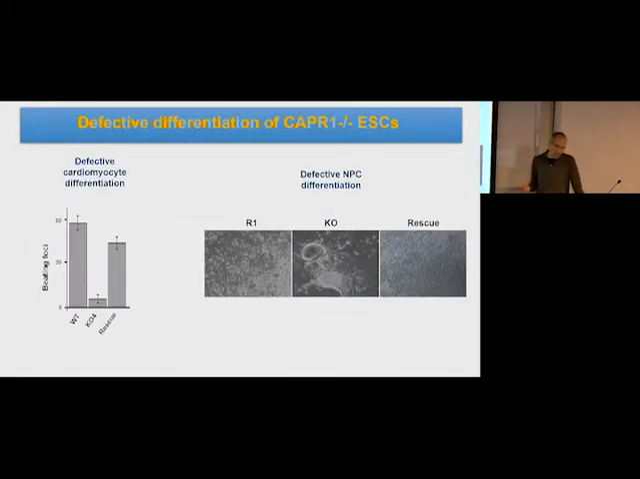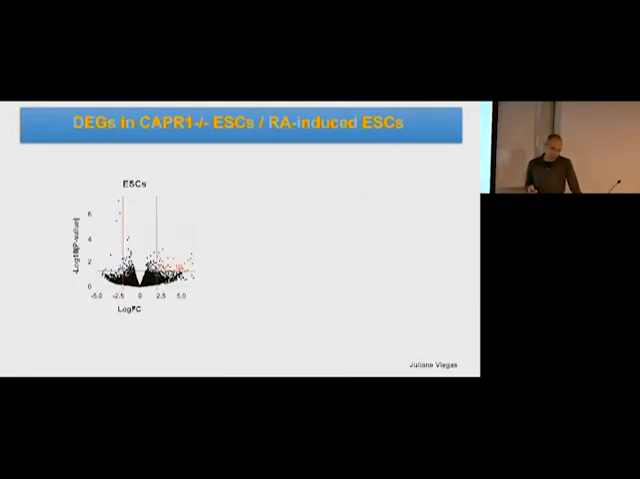However, when we tried to differentiate the cells, we saw complete defective differentiation in whichever differentiation lineage we were trying to take the cells into. So defective cardiomyocyte differentiation, ectoderm differentiation, and endoderm, and even if you just do either embryoid bodies or retinoic acid, you get this skewed differentiation. And this can be rescued by a cDNA of caprin-1.